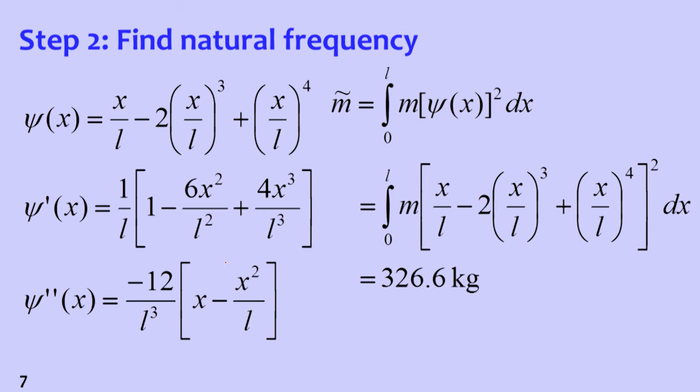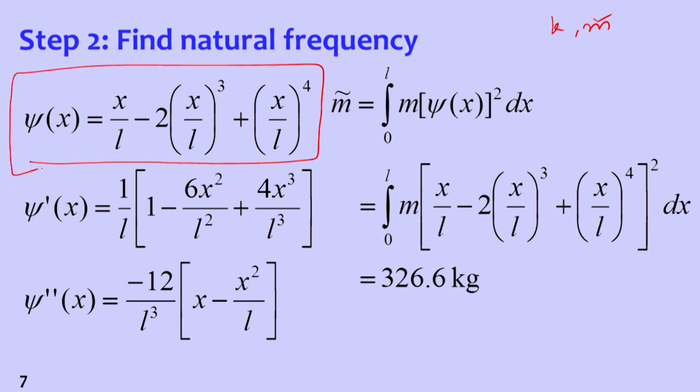For finding the natural frequency of the system, we need k, we need m. So under root k by m is the natural frequency. So let us first find out m, the mass of the system. The mass of the system is m into psi x square. Psi is the deflection profile, given by this function: psi x is equal to x by L minus 2 into x by L cube plus x by L to the power of 4.